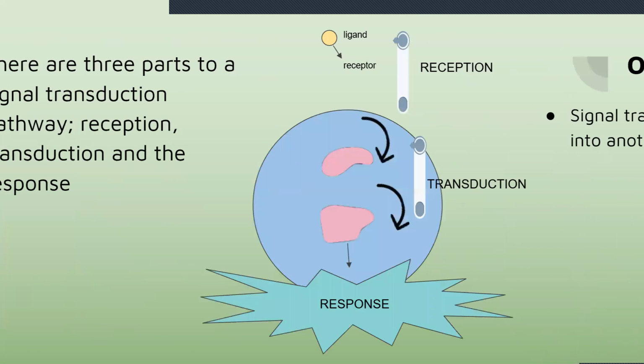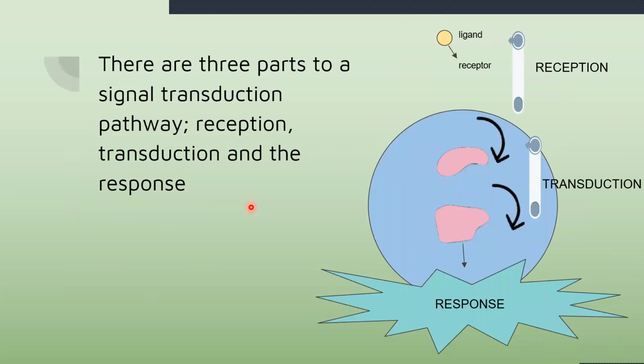Exactly, so there are three parts to a signal transduction pathway. You have reception, transduction, and the response. Reception is when a protein obtains a chemical signal from the outside of a cell over here. And transduction, the middle step, is when the protein might change and create a signal transduction pathway. And then the response is pretty much any cellular activity that comes from the pathway's actions.